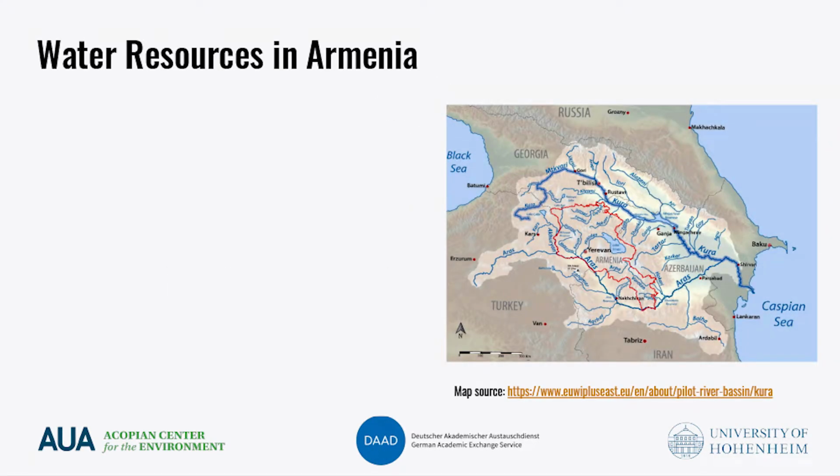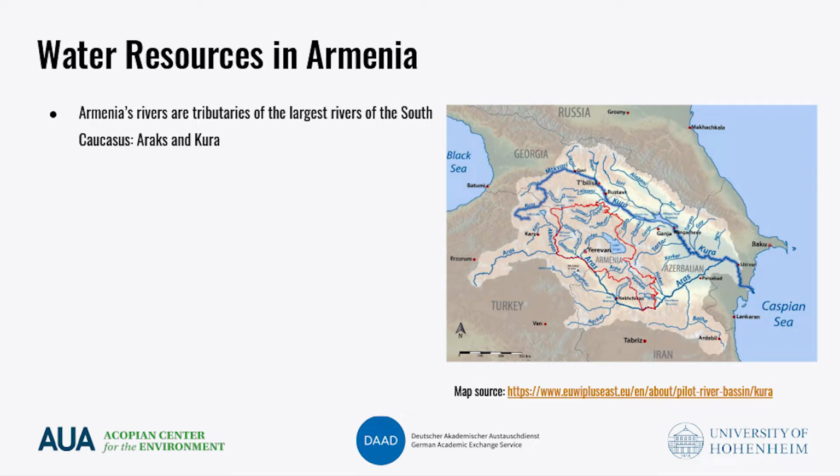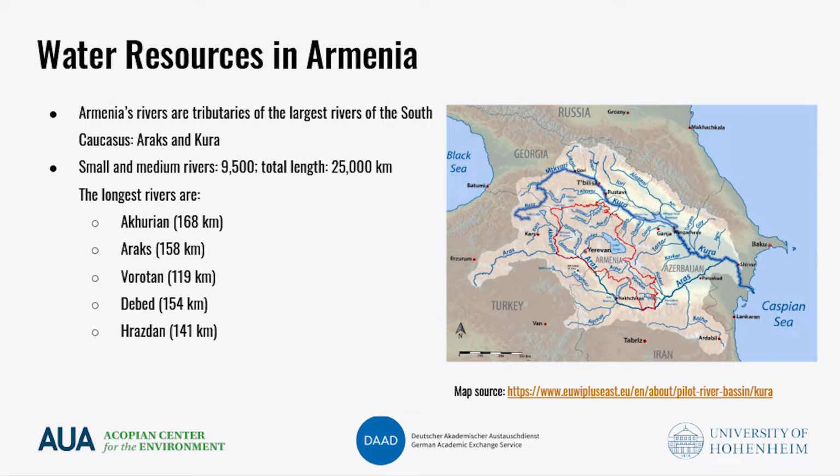Armenia is a landlocked country with no access to sea or ocean. Armenia's rivers are tributaries of the largest rivers of the South Caucasus, Araks and Kura. About 9,500 small and medium rivers flow in Armenia, with a total length of 25,000 kilometers. The distribution of river flow in Armenia is highly uneven in terms of both annual and multi-year balance.